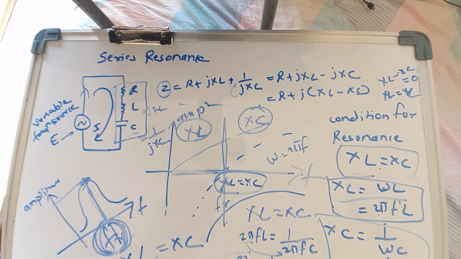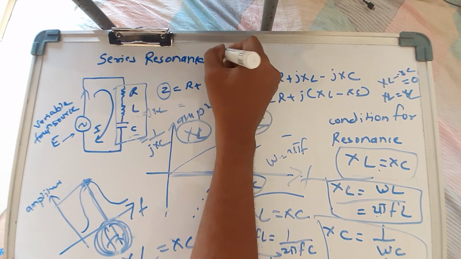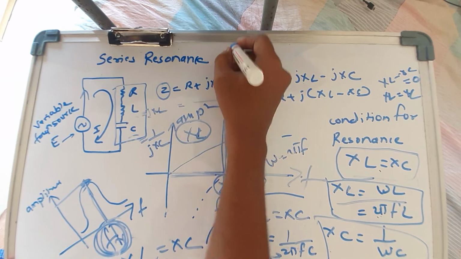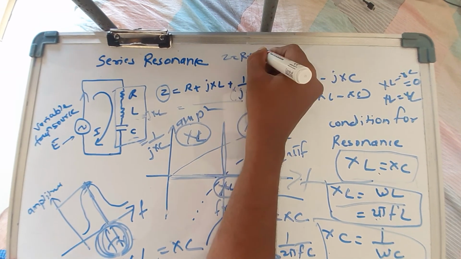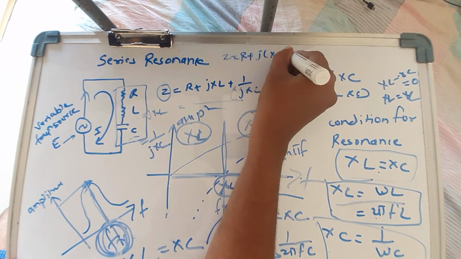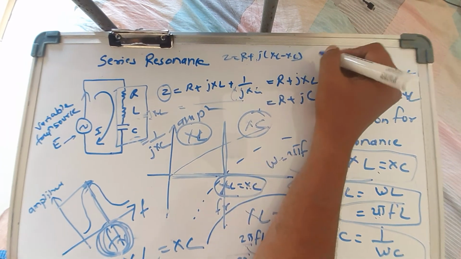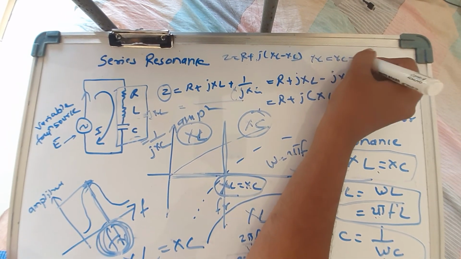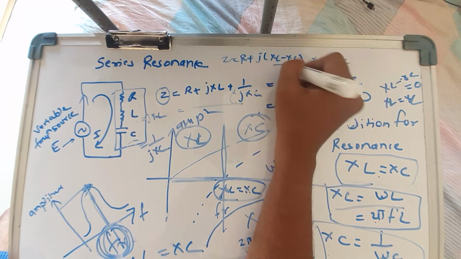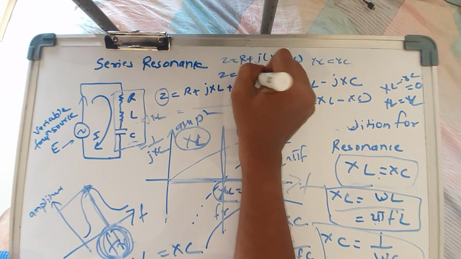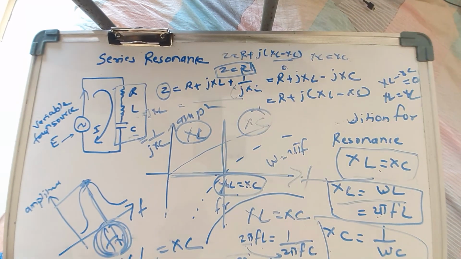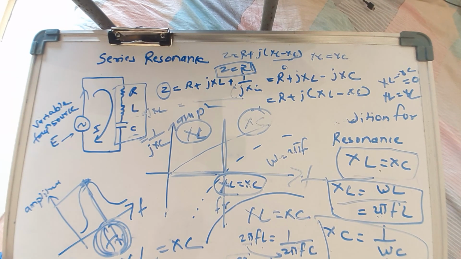Then just remember, for a series LCR circuit we get minimum impedance at resonance. Why? Because this is the formula: Z equals R plus j(XL minus XC). The condition for resonance is XL equals XC. If this is 0, impedance equals the value of R. So impedance will be minimum at the condition of resonance.